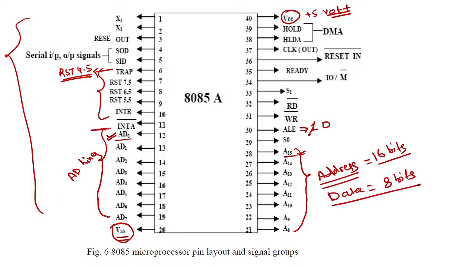Then we have an INTA line, and it is an acknowledgement line. Acknowledgement line means that if any device wants to interrupt the CPU, it will interrupt from these lines: TRAP, 7.5, 6.5, 5.5 and INTR. These are the interrupt lines. And then the CPU will acknowledge the interrupt from the INTA line.